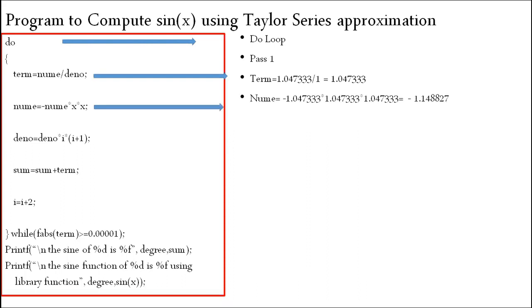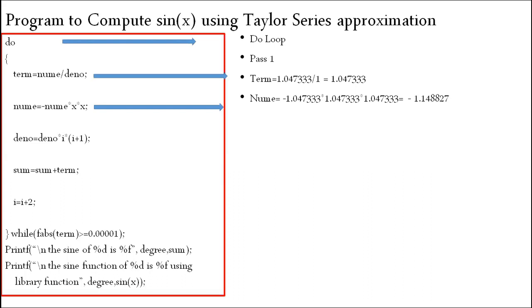So next I have a formula. Numerator is equal to minus numerator into x into x. Here you have to concentrate very carefully on the sign. So here I'm using minus numerator into x. Why am I using minus? Because the standard mathematical function, the Taylor series, first starts with plus, next it goes with minus, again plus, minus, and so on. So alternate signs should come for every iteration. For that I'm using minus numerator into x.